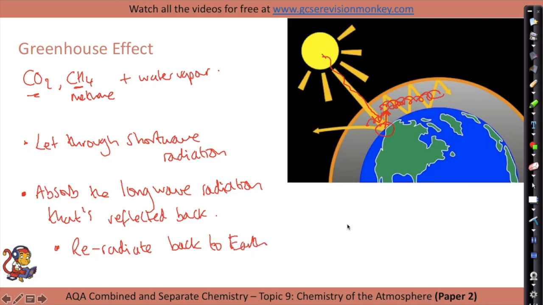And because this long wave radiation is the thermal radiation, it has a warming effect and will gradually increase the global temperatures. So short wave goes through, but the long wave that's reflected back from the Earth is absorbed by this layer of greenhouse gases, and that gets re-radiated back to Earth, and therefore that has a warming effect.